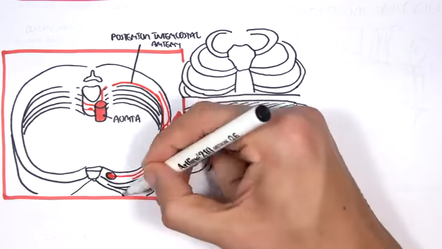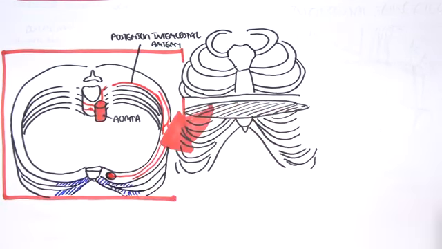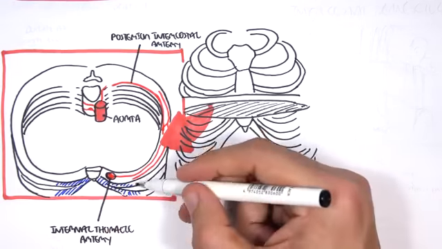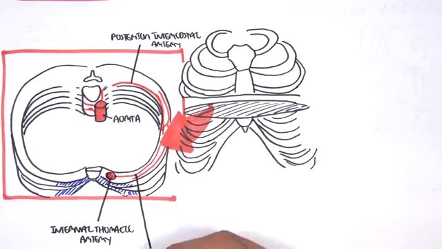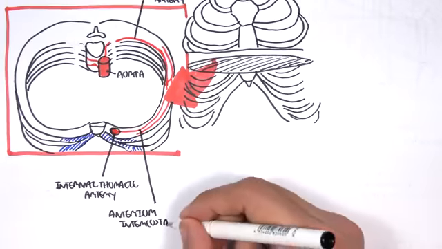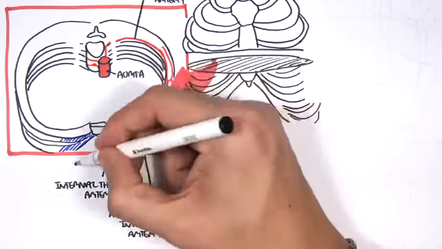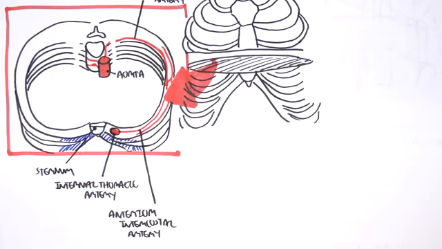Coming around this area, we also have the internal thoracic artery, which is a branch of the subclavian. Essentially, the internal thoracic artery gives off the anterior intercostal artery. So the anterior intercostal artery and the posterior intercostal artery will anastomose, and these will supply the ribs essentially, as well as the parietal pleura, which sort of surrounds the lung. So those were the arteries.